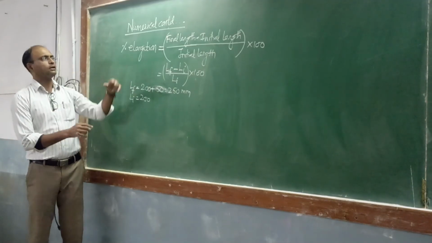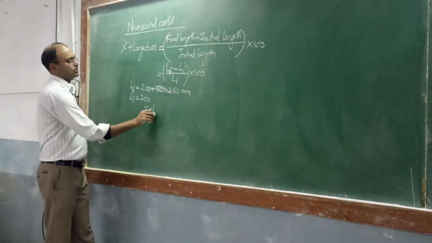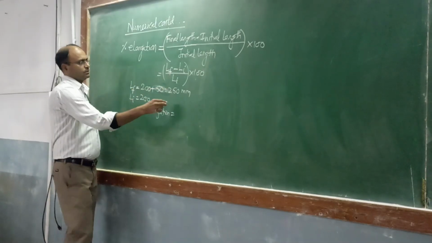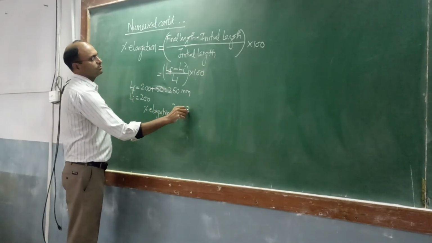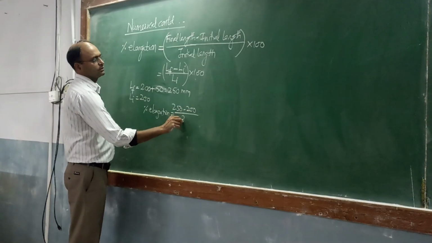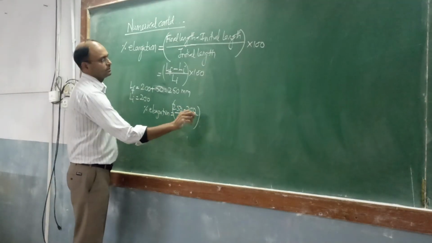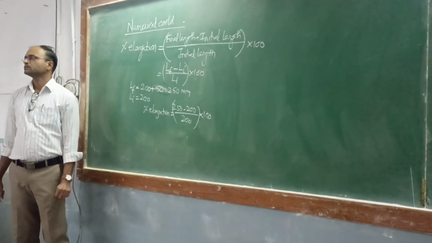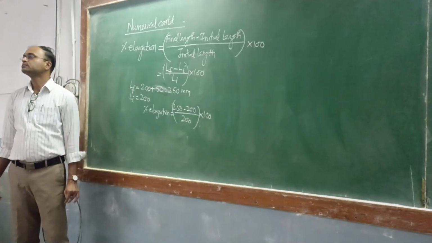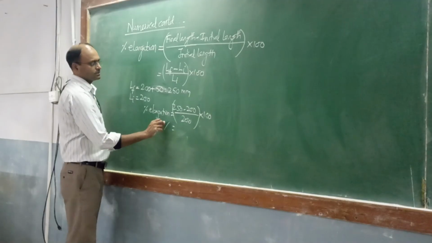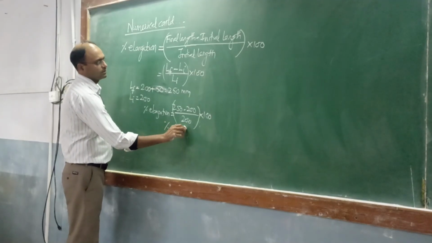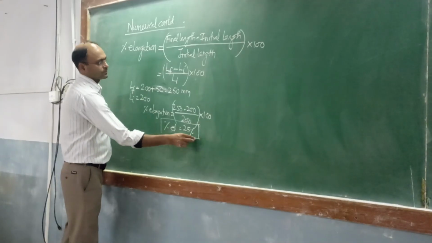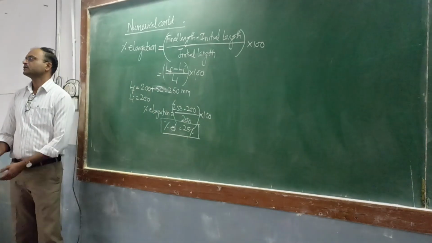Okay. Putting both the values, we get percentage elongation equal to 250 minus 200 upon 200 into 100, which is 25. Percentage elongation is equal to 25%. Is it clear?